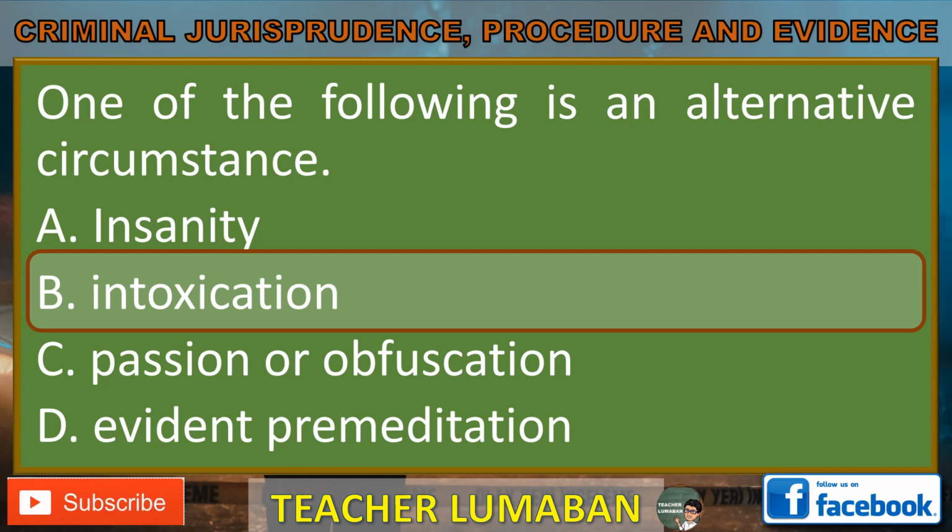An alternative circumstance is a circumstance that can be considered either aggravating or mitigating, depending on the nature and effects of the crime and the other conditions attending its commission.